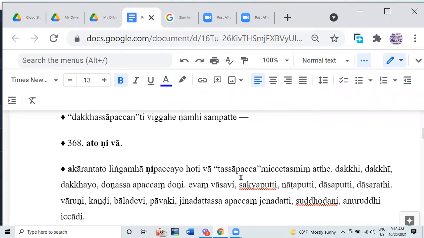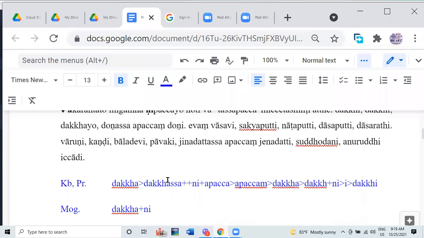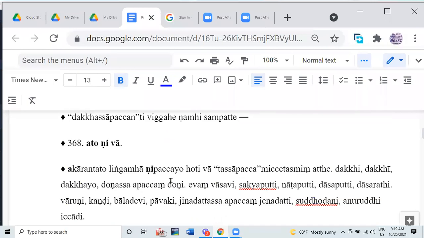We already discussed this before. So Sododani, the son of Sododana. Jenadadi, the son of Jinadata. Anurodi, the son of Anuruddha. Nurodi, and so on. Any questions?